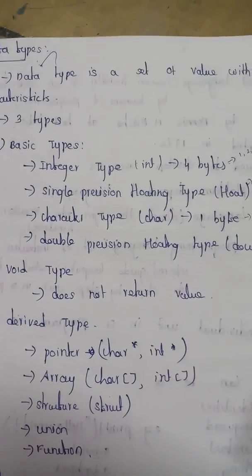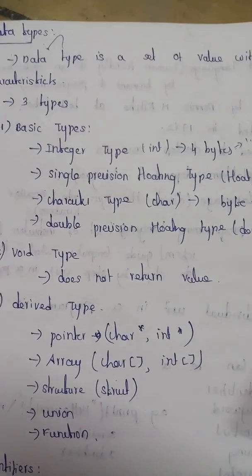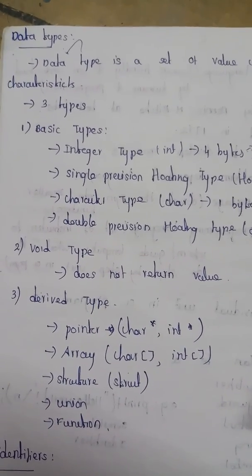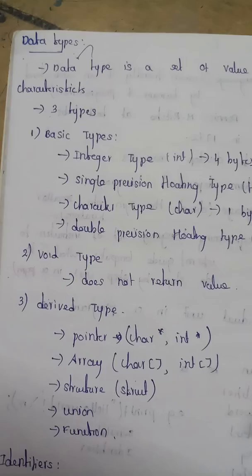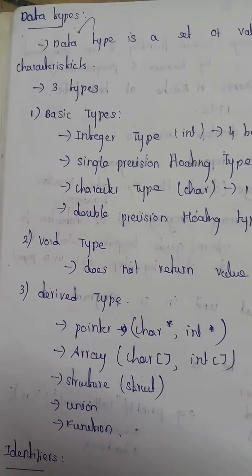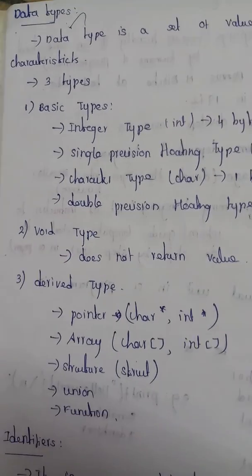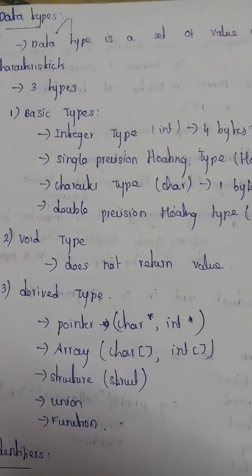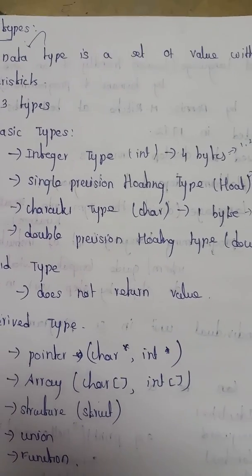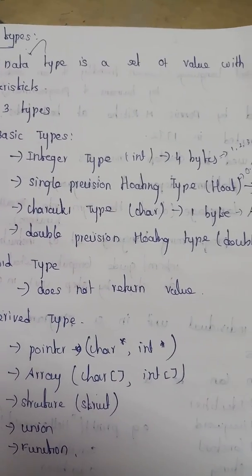The next one is data type. Data type is a set of values with predefined characteristics. It is a set of values only, but it has already existing characteristics. There are three types of data type. First one is basic type, the second one is void type, and the third one is derived type. So here the first type is integer type, which means int. It is used for numbers.